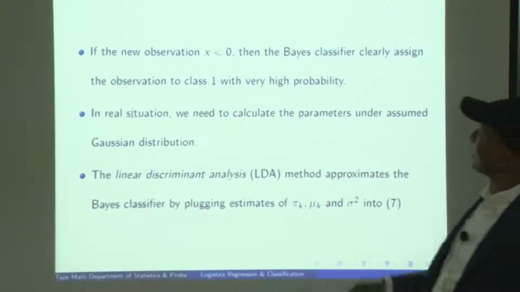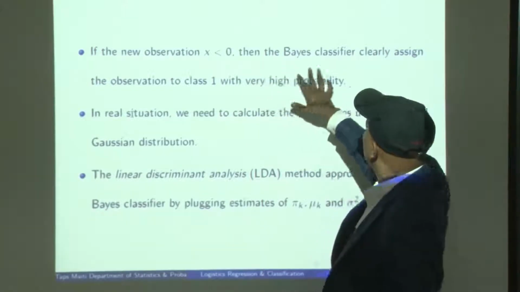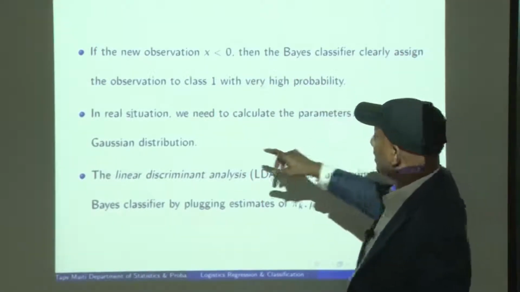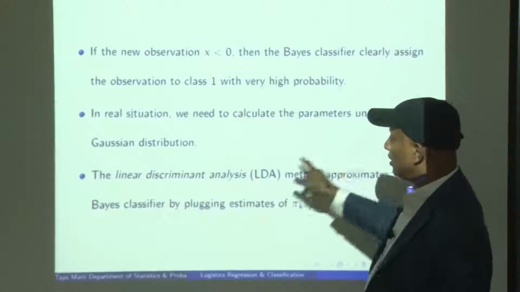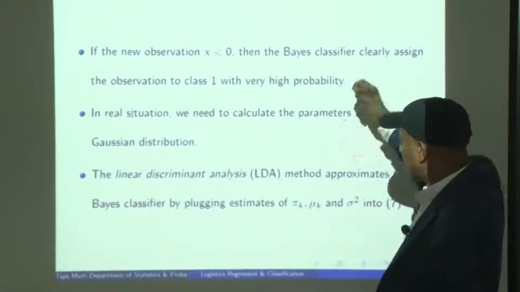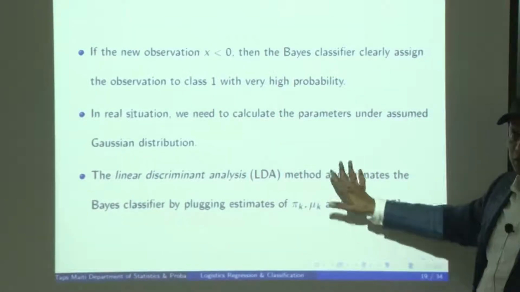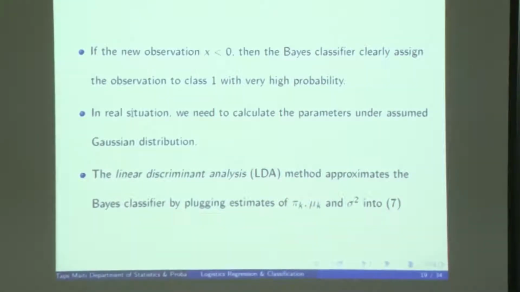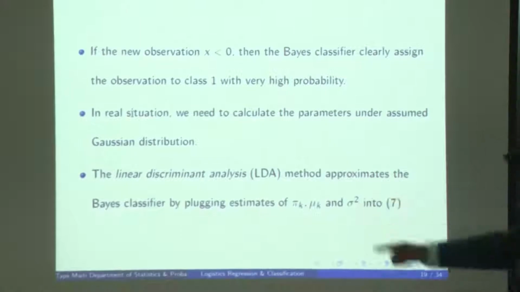I think I already said this. If the new observation x is less than 0, there's the Bayes class. Forget it. In a real situation, you don't know this. The linear discriminant analysis method approximates this Bayes classifier by plugging in these estimators. That I already said, so this portion is already there because you have to plug in all these estimators.